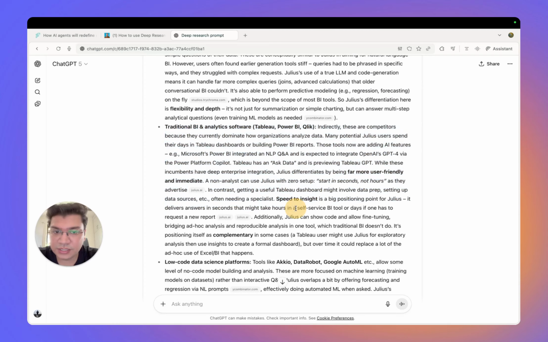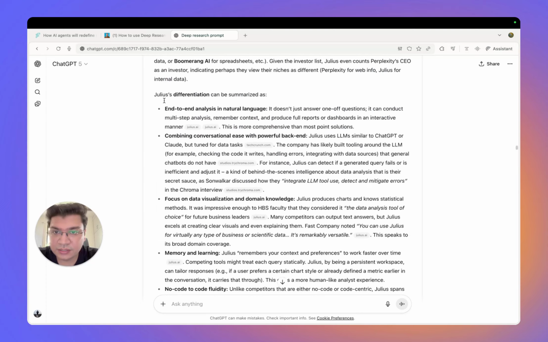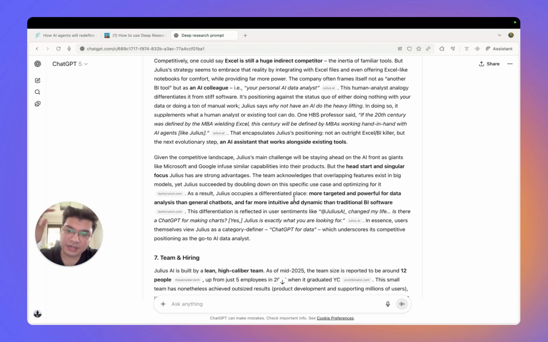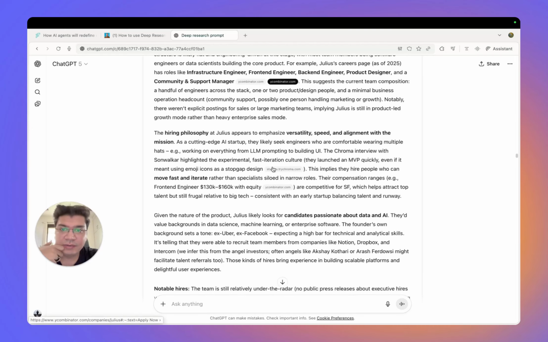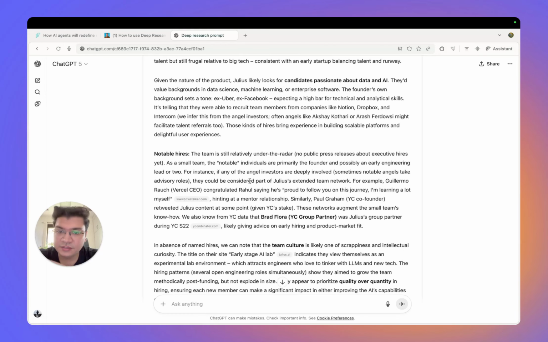Traditional BI tools are there, and there are other emerging AI analytics startups. How is Julius AI differentiated? So all the things that we had in our prompt, it has now answered us in just 13 minutes. Then team and hiring, the way they hire, the kind of people that they have hired, that is also there.